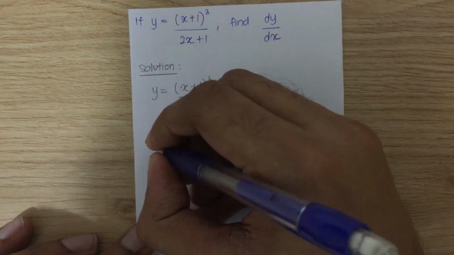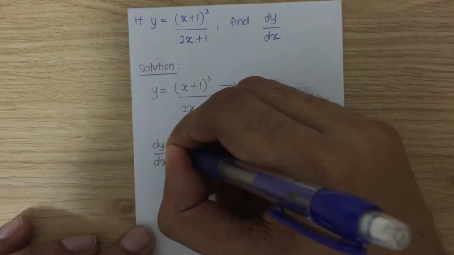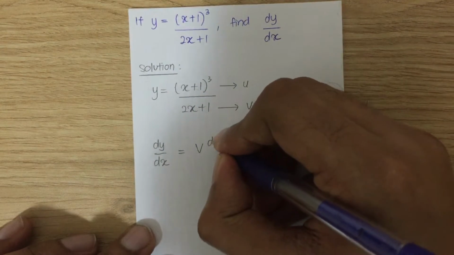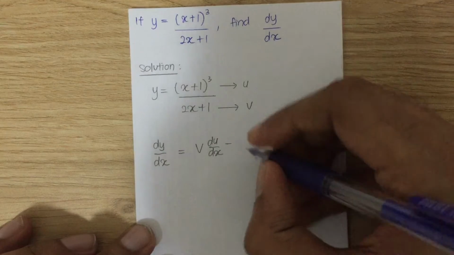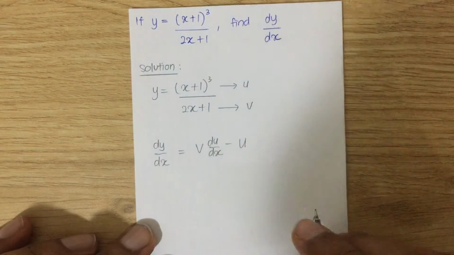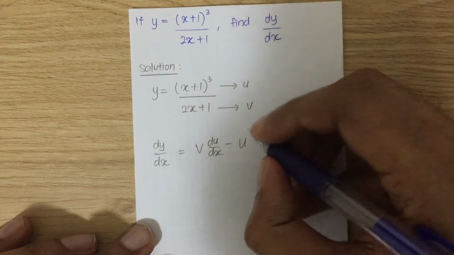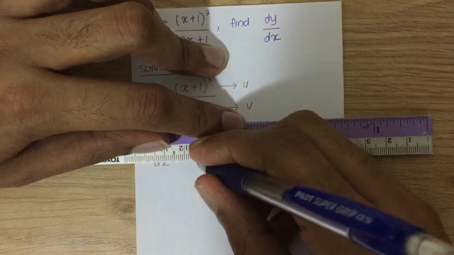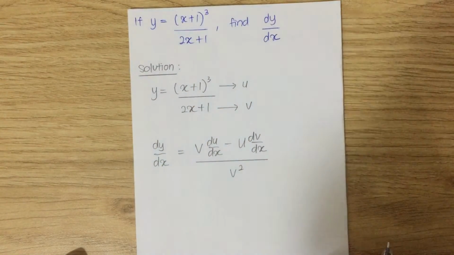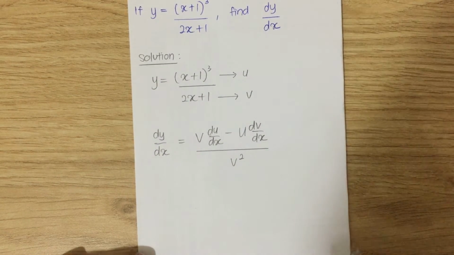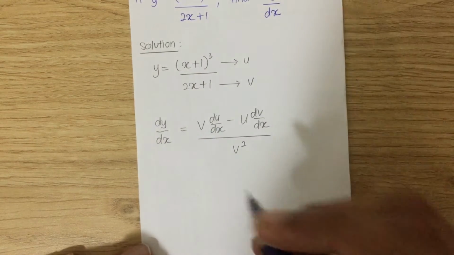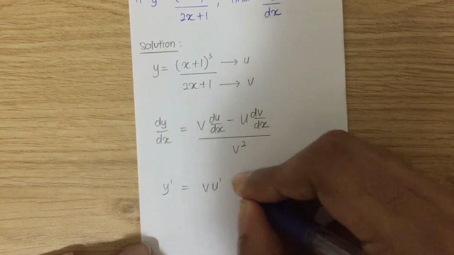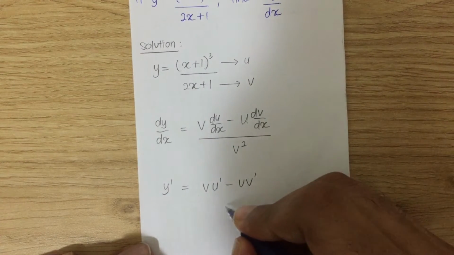So from here, in order to find dy over dx, it will be equal to v times the differentiation of u, in this case du over dx, minus u times dv over dx, which is the differentiation of v with respect to x, and you divide by v squared. You can write it in this way, or in some other questions, if they mention f prime or f double prime, or y prime, you can write it this way: v u prime minus u v prime, and then you divide by v squared.